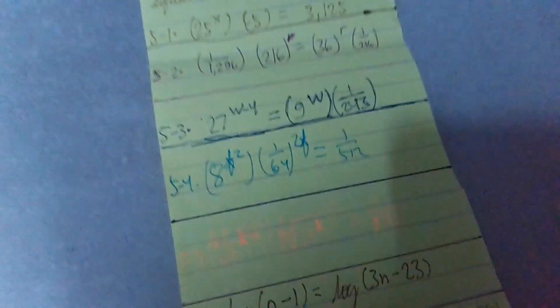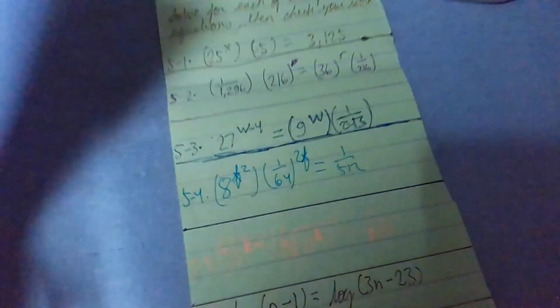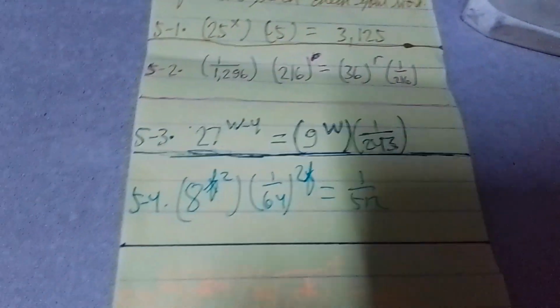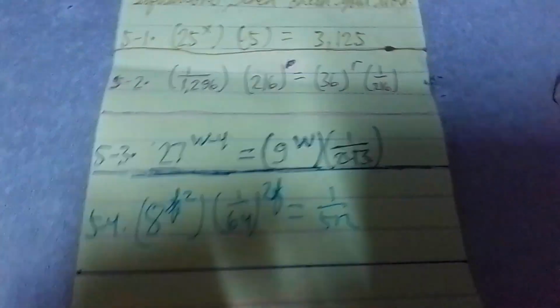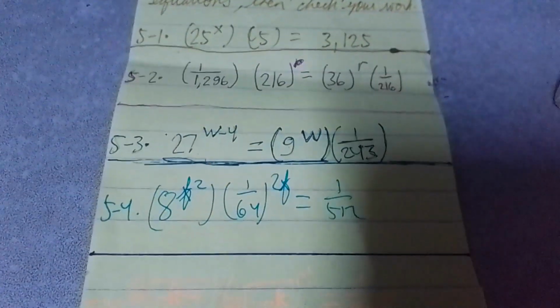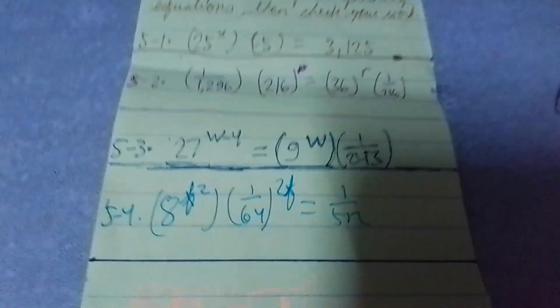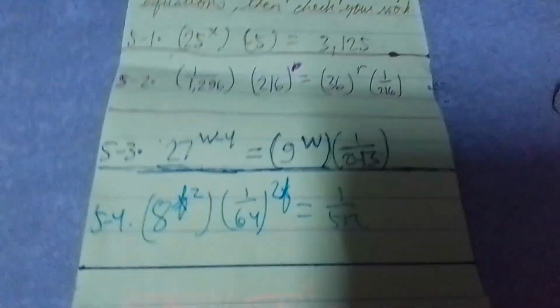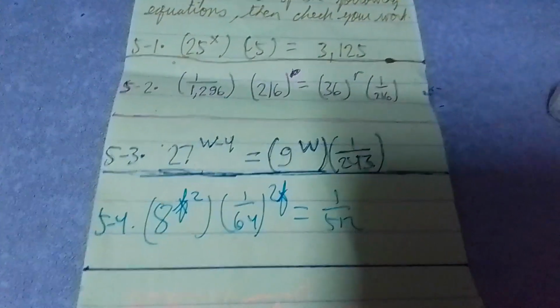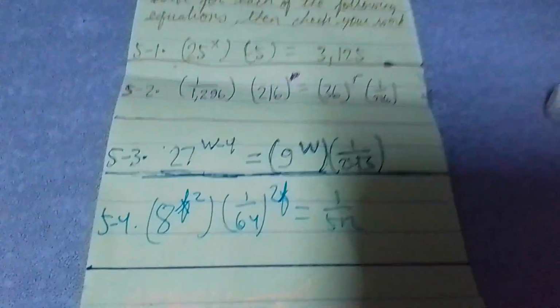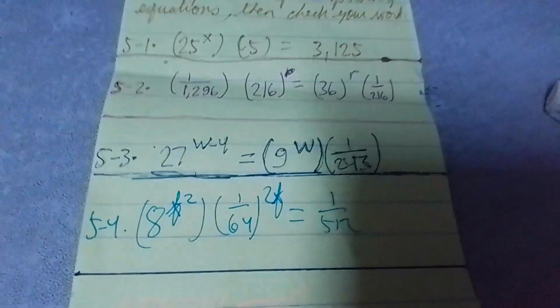For our next problem, it's still the same rule. You know already the laws of exponents, right? But this time, here's the catch. It's still easy. You just apply what you've learned. It's 8 raised to the f squared times 1 over 64 raised to the 2f power is equivalent to 1 over 512. Now, can you find the base that is congruent for this situation?